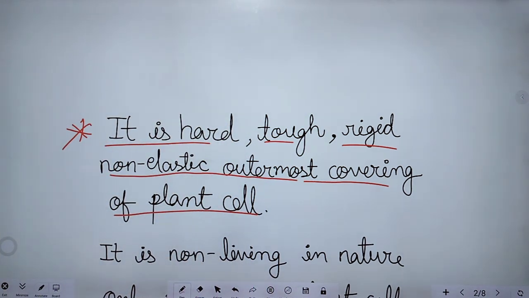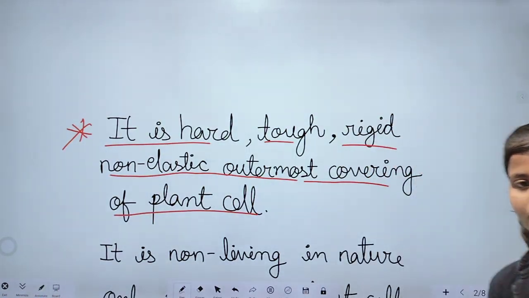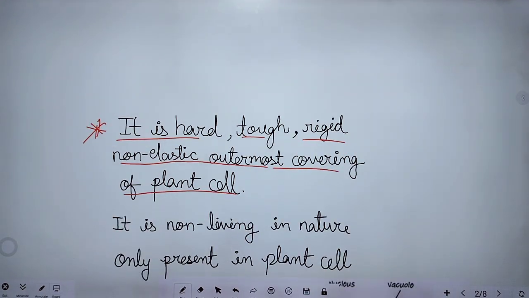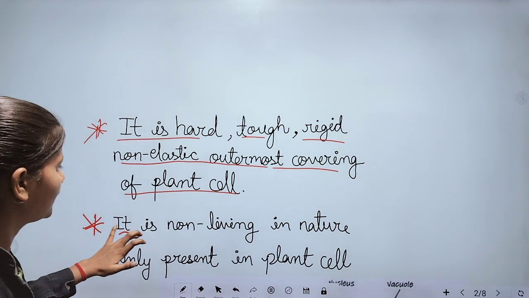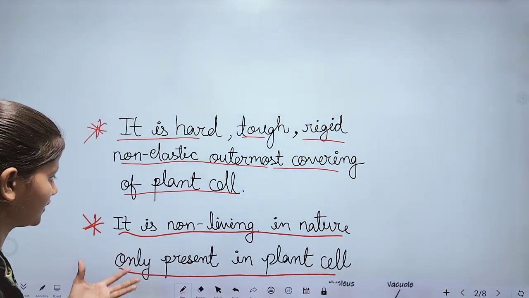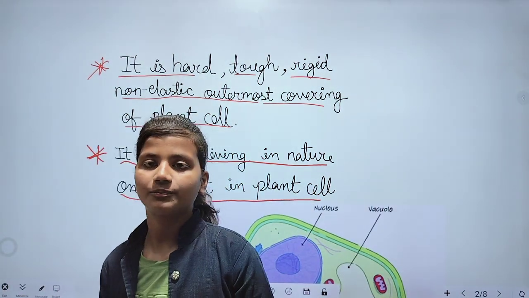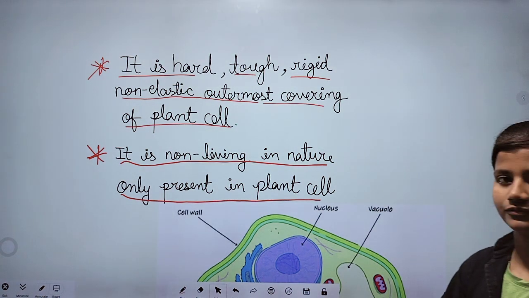It means the cell wall is hard and tough, and we can say rigid and non-elastic. It is very hard, and the cell wall is the outermost covering of the plant cell. The second point: it is non-living in nature and only present in the plant cell. It is the outermost covering of the plant cell.